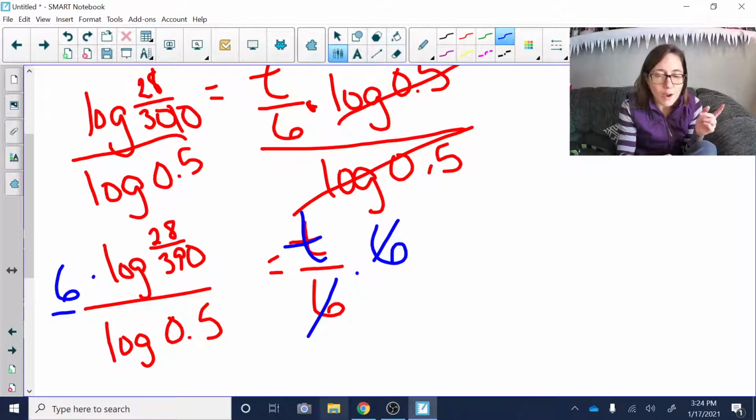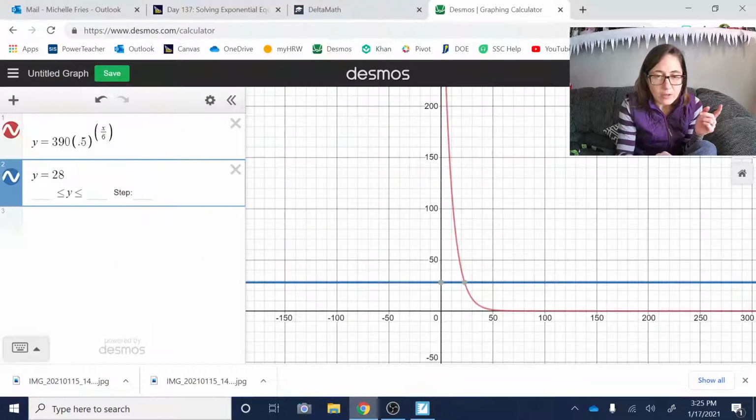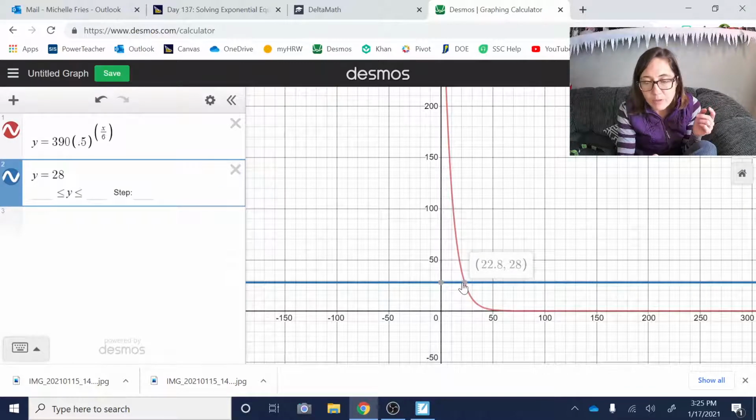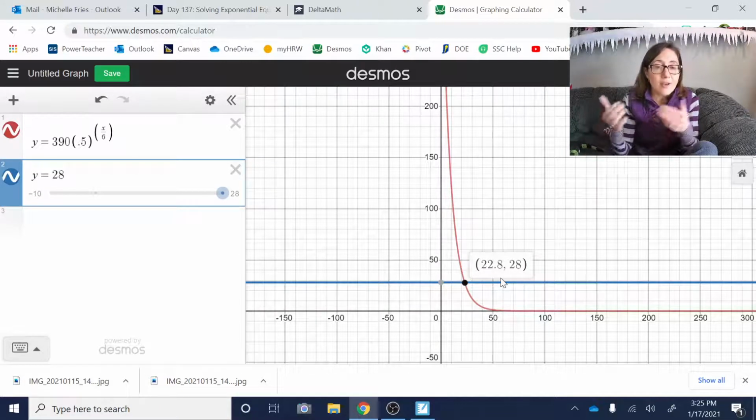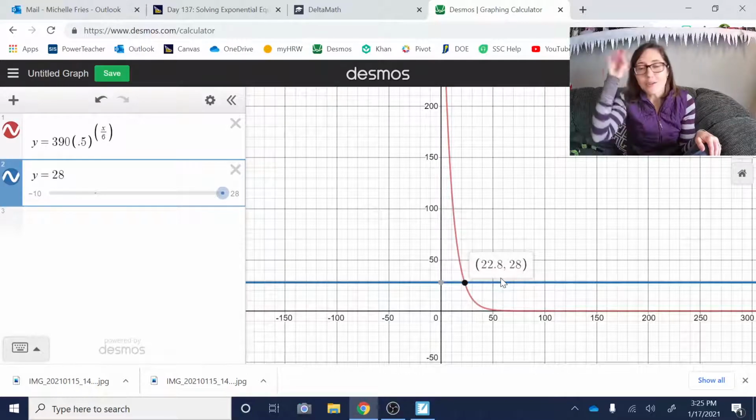Oh yeah, I was going to show you how that verifies on the graph. If you look over here, we previously had solved these by just looking for that target output, 28 in this case, and then finding where those two intersect. And look at that. Do you see how the x value is 22.8? And that's what our calculation yielded as well. So the graph verifies our algebraic solution. So that's good news. Phew.